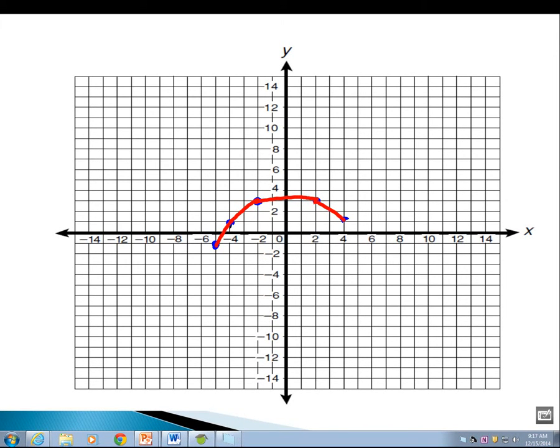Then we have 5, negative 1. 1, 2, 3, 4, 5, negative 1. Yep, if it goes 4, 0, that means it's going to be on the 0 of the y-axis. Where the intersection happens, that's the origin. That's 0, 0.